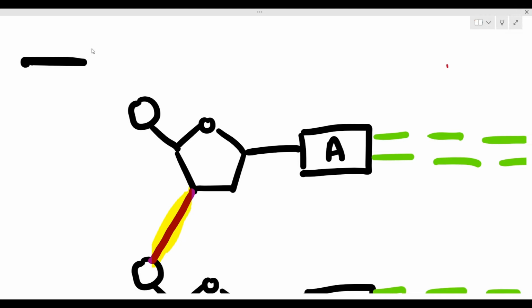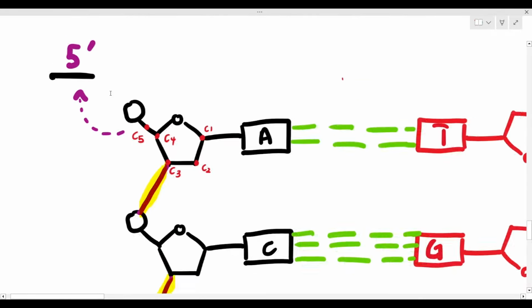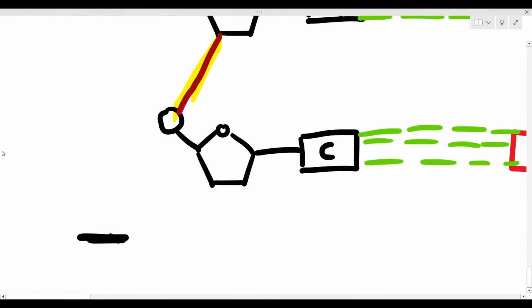Now at this corner, let's label the carbon. Remember, the carbon in the deoxyribose sugar starts with carbon number 1, number 2, number 3, number 4, and number 5. Carbon number 5 is the closest to that blank space, so we will put 5' over there. It's as simple as that. That's 5'.